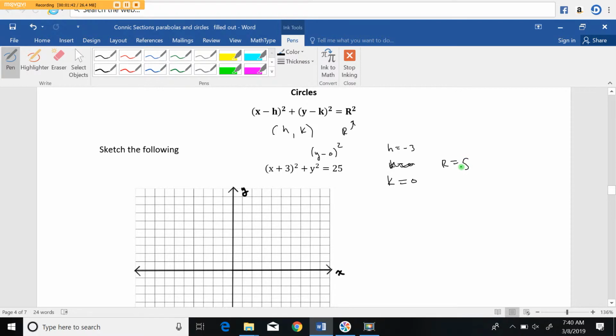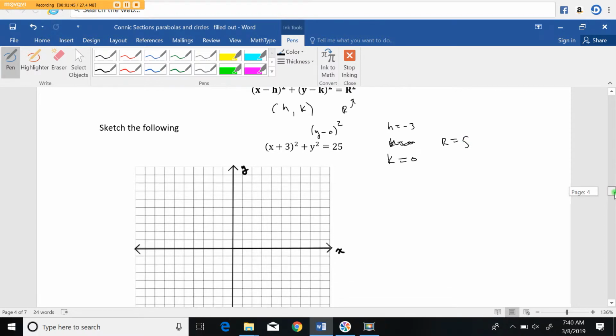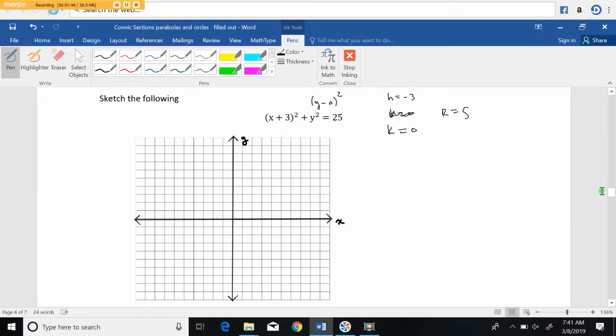All right, so now what we do is we go to our graph here, and we go to the center, negative 3, 0. So 1, 2, 3, 0 is here. This is not actually a point on our graph. It's not actually on the circle, but it's a point we'll use to sketch the rest of it. Since the radius is 5, we know if we go 5 units in any direction, there's a point on our circle. So 1, 2, 3, 4, 5. You can see clearly that's the point 2, 0. 1, 2, 3, 4, 5, and that's the point negative 3, 5.